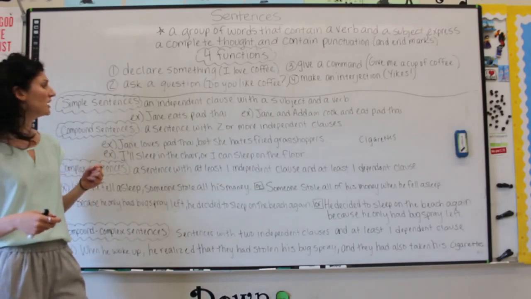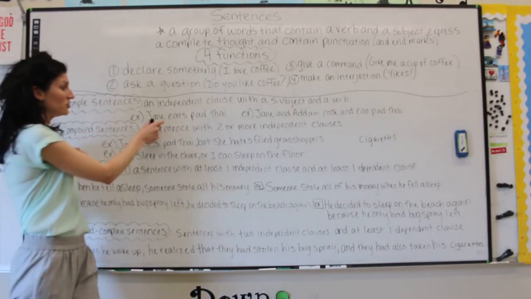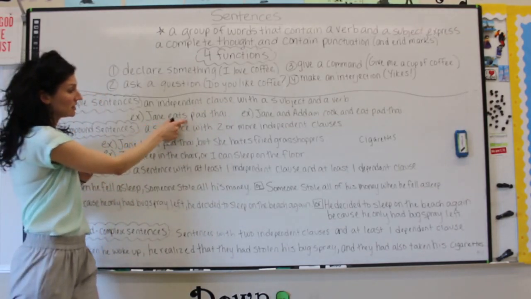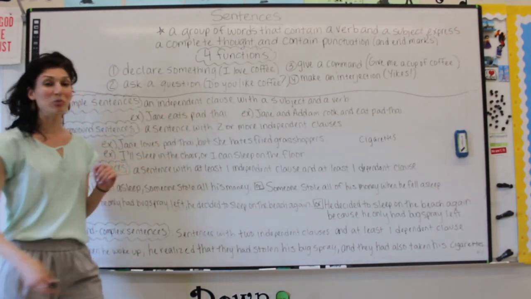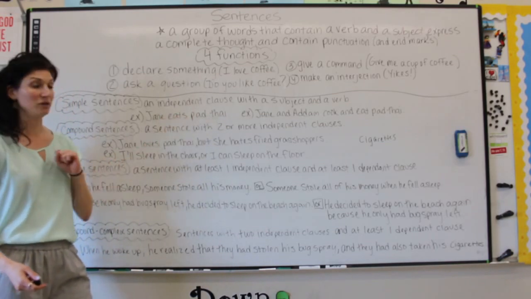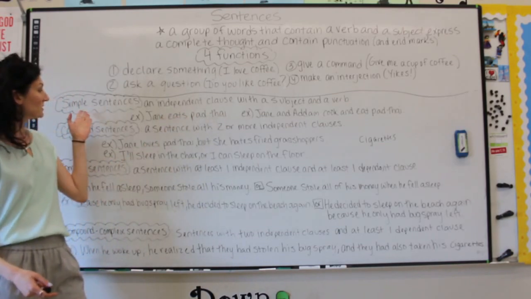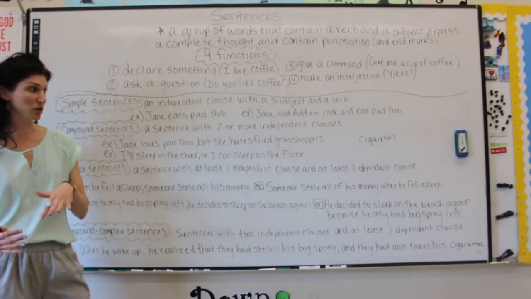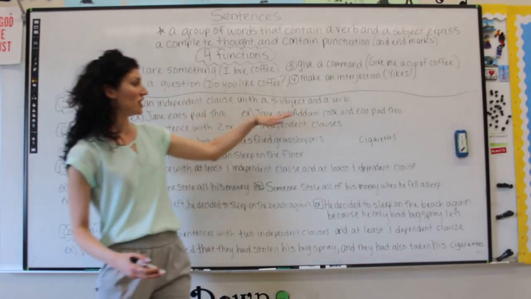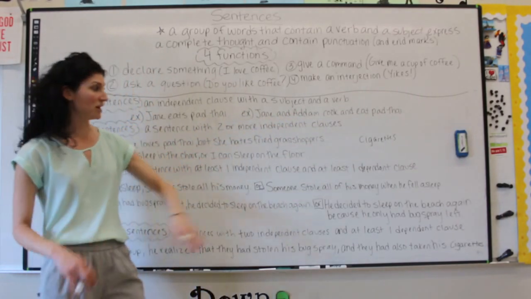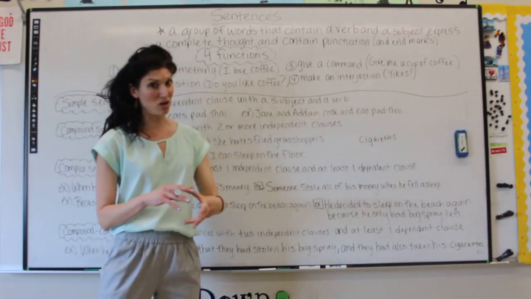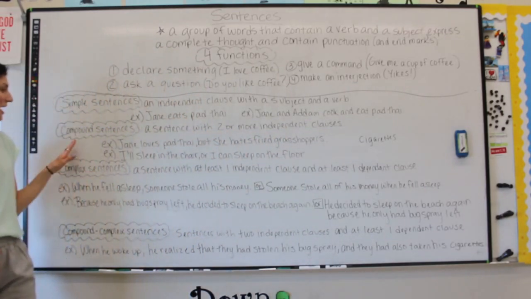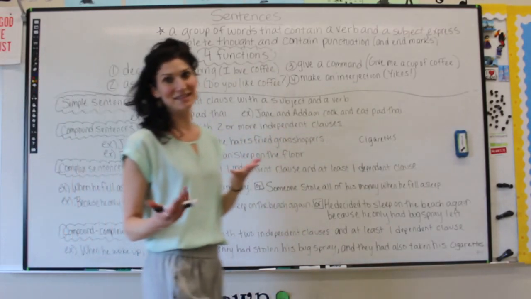So let's take a look at our first example. We have Jane eats pad thai. We have a subject and a verb, and it expresses a complete thought. This can stand alone. Now, simple sentences can also be made up of compound subjects and compound verbs. For example, Jane and Adam, a compound subject, cook and eat, a compound verb, pad thai.